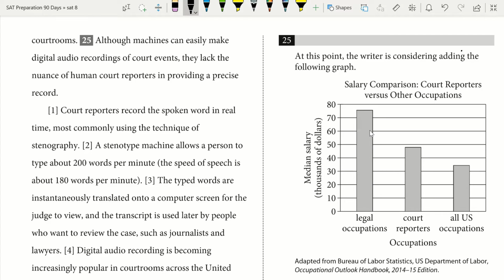Today I have an SAT writing tip for you that deals with when to add versus not add a graph. So this question isn't necessarily one that shows up a ton on the SAT writing section, but it's one that you should be familiar with and know what to do in case it does show up.